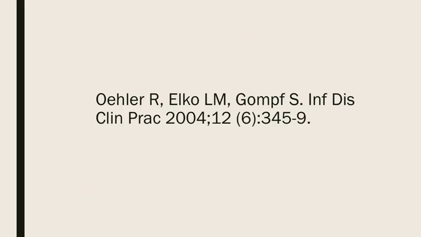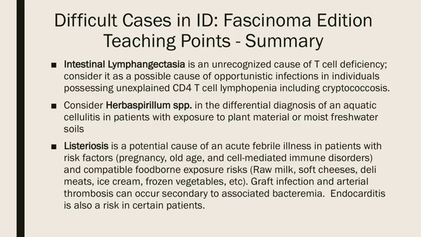But so, in summary, what did we learn today? So, intestinal lymphangiectasia, think about it as a possible cause of T-cell deficiency, CD4 lymphopenia in HIV-negative patients, and also in those in whom opportunistic infections occur, including cryptococcosis. Think about Herbaspirillum species in the differential diagnosis of an aquatic cellulitis in patients with exposure to plant material or moist freshwater soils, particularly at this time of year. And lastly, think about Listeria as an acute febrile illness in patients with risk factors and compatible foodborne exposures.